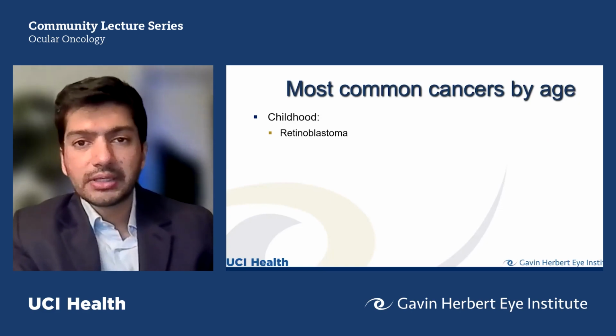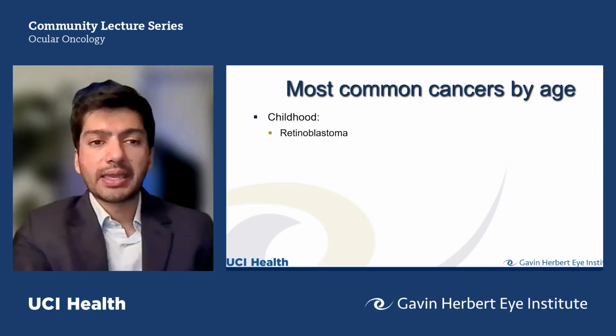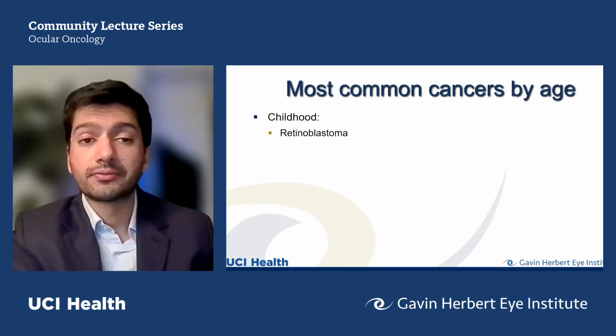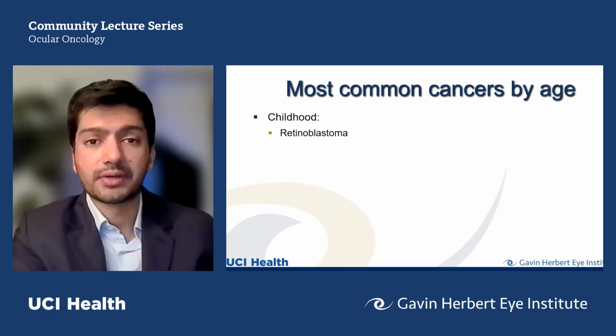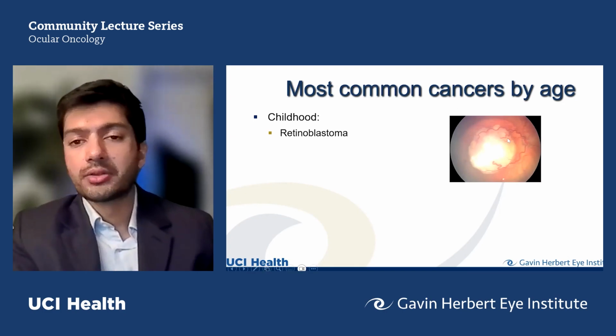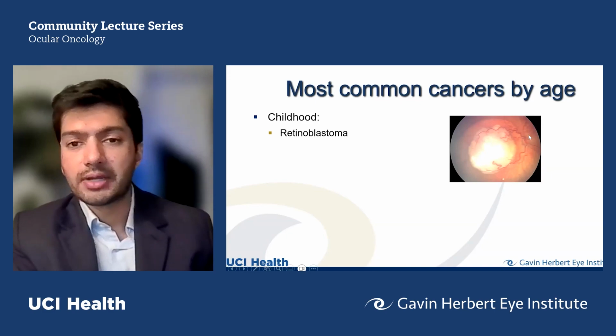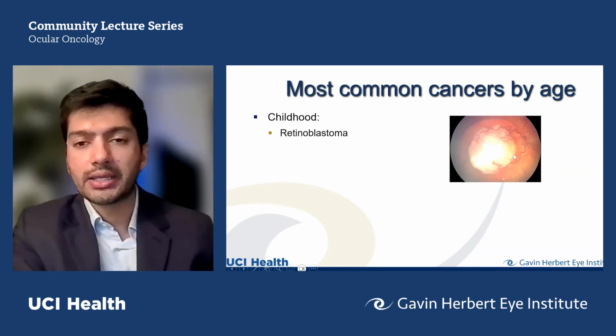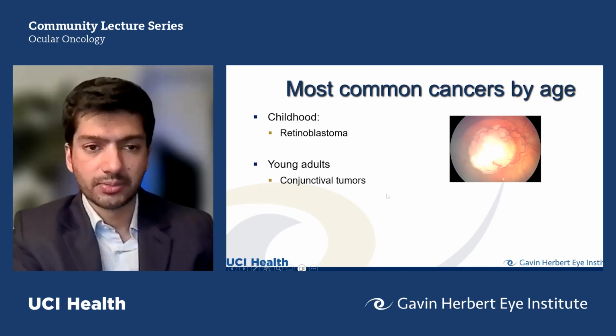So just briefly, some of the most common cancers by age. In childhood, we care most about retinoblastoma, which unfortunately can be a fatal disease if not treated. This is a photo taken while the baby is asleep under anesthesia, and we're able to take a picture of the back part of the eye. This white mass in the retina is consistent with retinoblastoma.